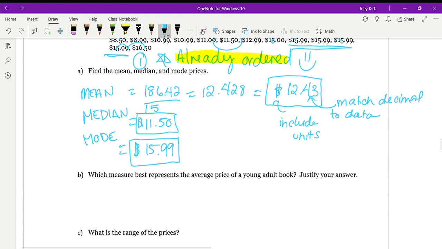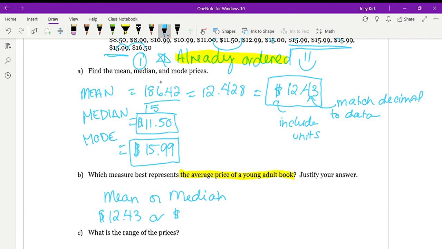Which measure best represents the average price of a young adult book? So we're looking for the average price of a young adult book. Well, we'd probably want to pick either the mean or the median, right? Because the mean is $12.43, and they do want the actual average, and the median is $11.50. Not the mode, just because the mode is $15.99, but that doesn't mean that it's the average price. They don't want the highest price, they want the average price. Okay?